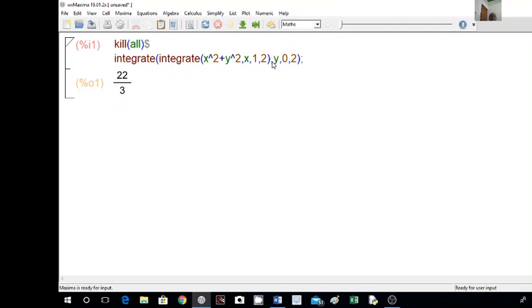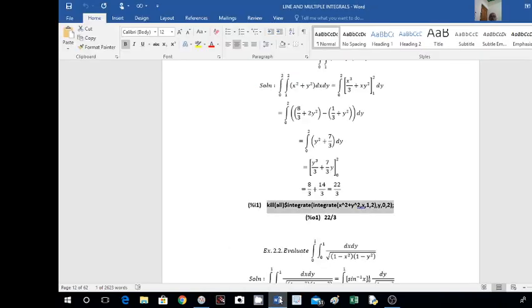Close the bracket, put a comma here, then write y here. Next, the second time we are integrating with respect to y, then write the limits here. This is the lower limit and this is the upper limit. Okay. Next I will go to the second example.